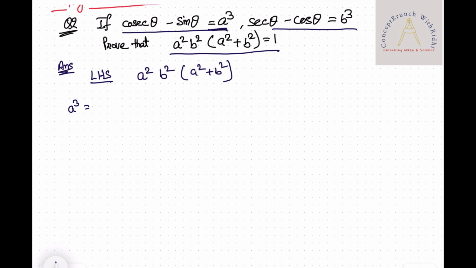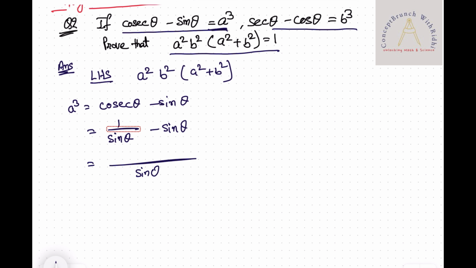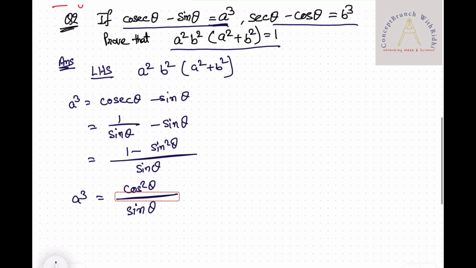So a cube is what? Cosec theta minus sine theta. Let's convert cosec into sine. So 1 divided by sine theta minus sine theta, right? Let's take an LCM. So (1 minus sine square theta) over sine theta. So it will become cos square theta divided by sine theta, and this is your a cube, right?